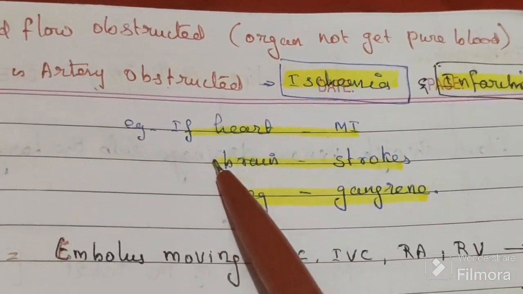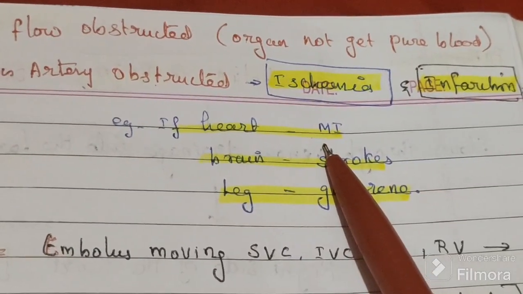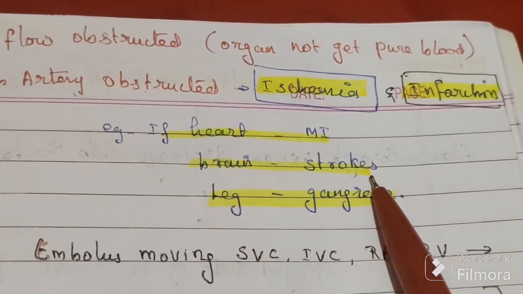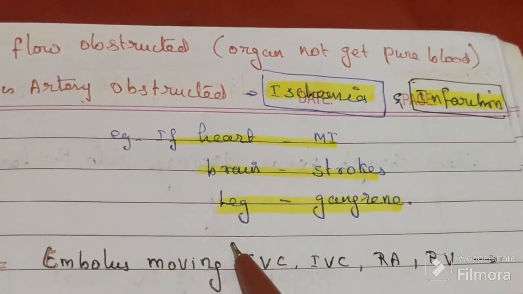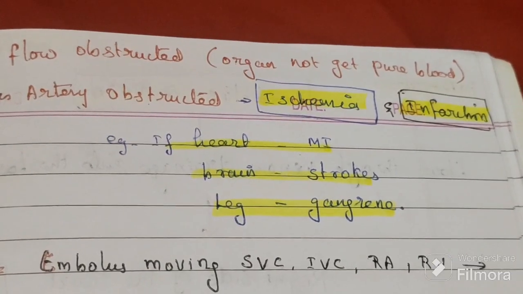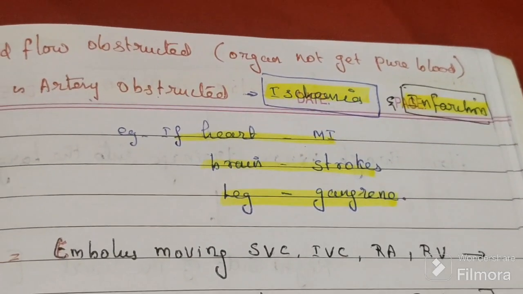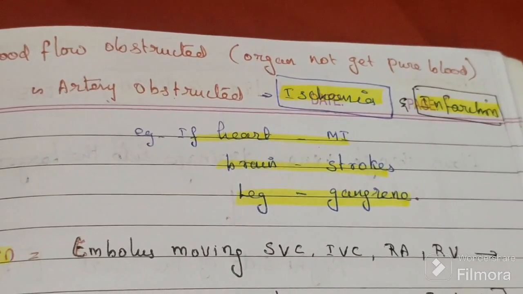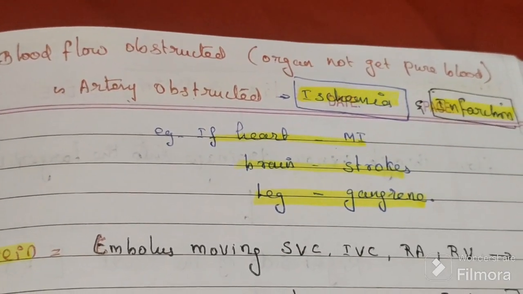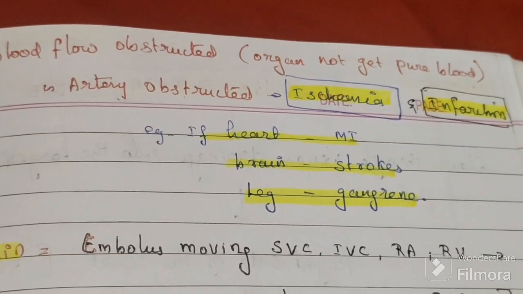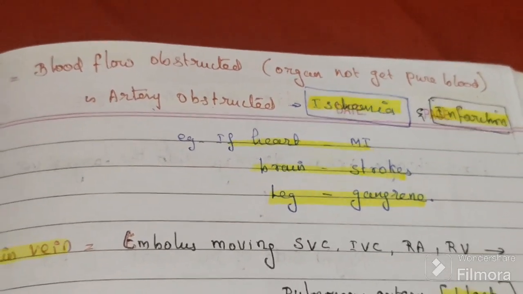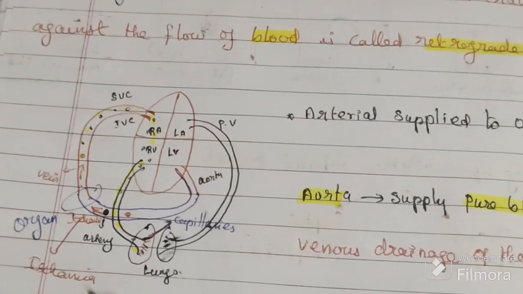If that organ is the heart, it will cause MI. If that organ is the brain, it causes stroke. If that organ is the limb, it causes gangrene. It can be intestinal gangrene. So depending on the organ, basically it is ischemia.